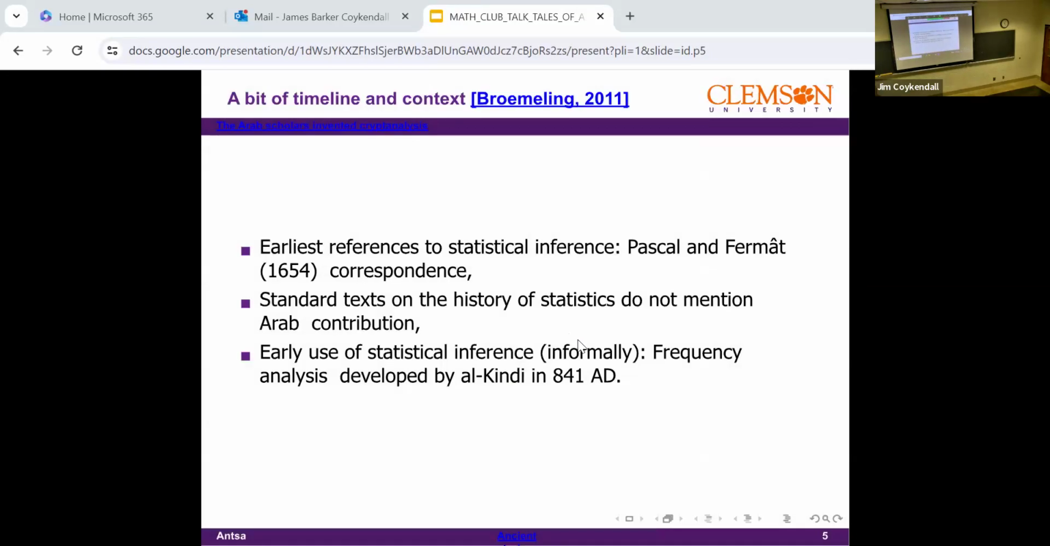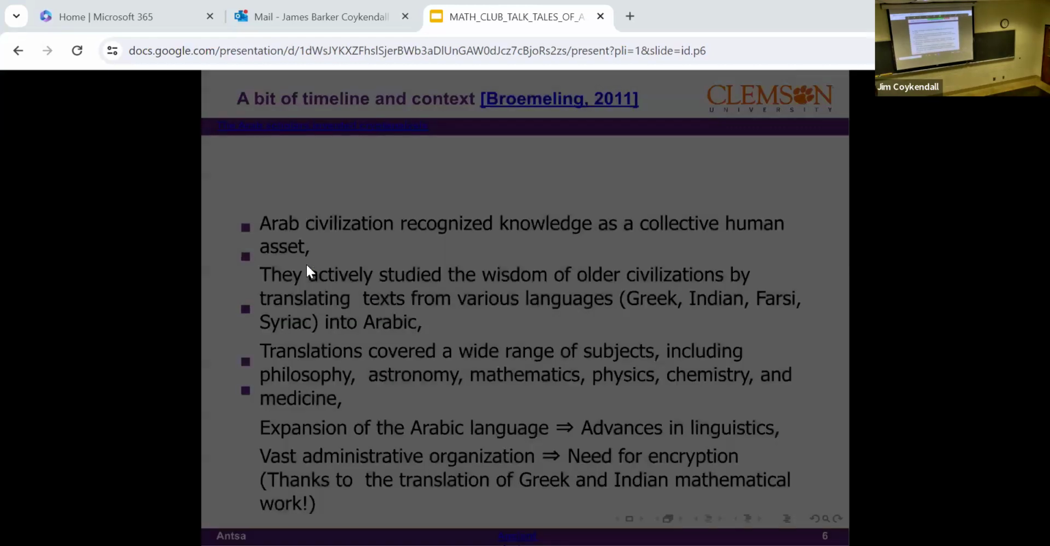We have all heard about statistical inference, whose first reference as a term goes back to Pascal and Fermat in the 17th century. But when we look at texts on the history of statistics, we are not talking about the Arab contribution. Informally, statistical inference was already developed a long time ago, in the 9th century, by Al-Kindi, when he was developing frequency analysis. So let's see, what is that?